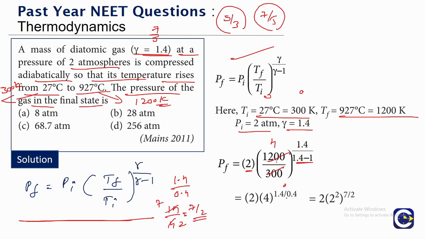So 1.4 by 0.4 can be written as 7 by 2, and the 4 can be written as 2 square. So you see, 2 square whole power 7 by 2. The 2 will get cancelled in the power. What we'll have is 2 into 2 power 7, and 2 into 2 power 7 means 2 power 8, which is 256. So the answer is option D. The final pressure will be 256 atm.